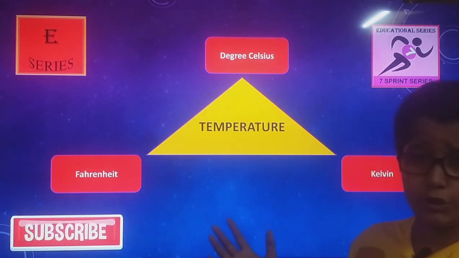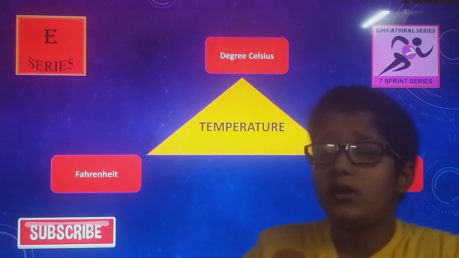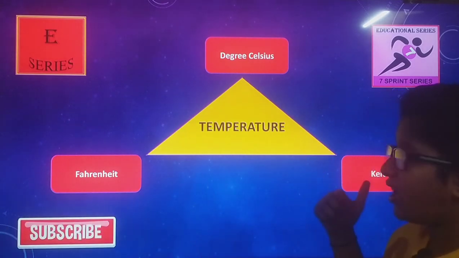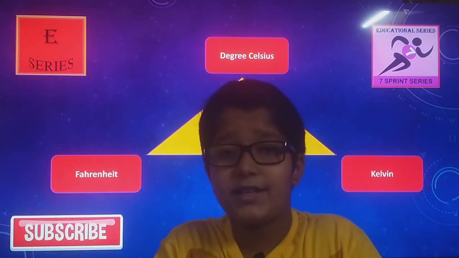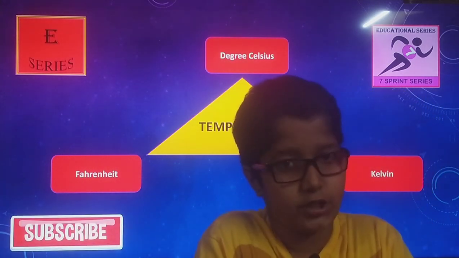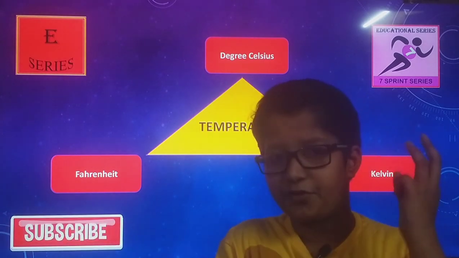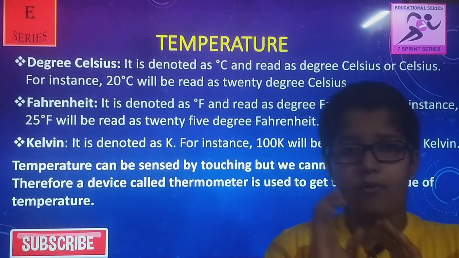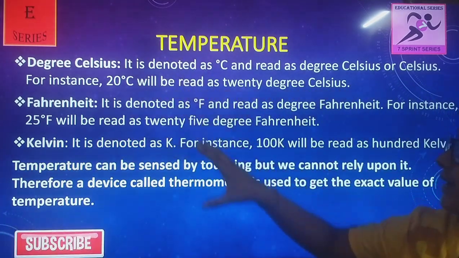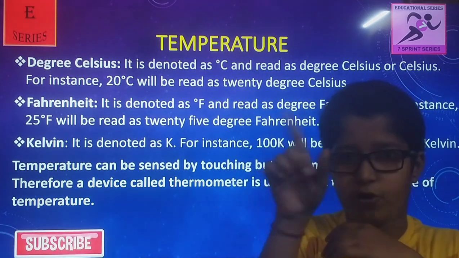So temperature can be measured in three kinds of ways, Celsius, Fahrenheit and Kelvin. These are just different ways to express the temperature of an object. So we can express the temperature of an object in three ways. Let's study more about them. Okay, so degree Celsius. Degree Celsius is read as degree and C for Celsius.